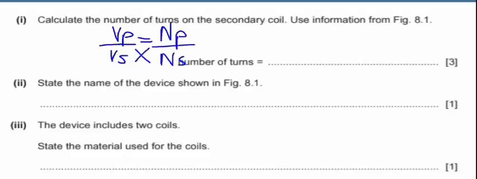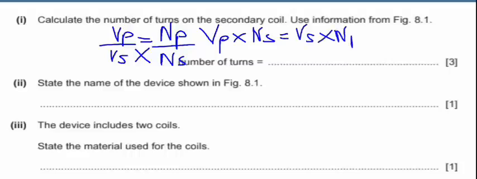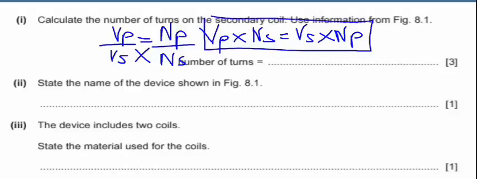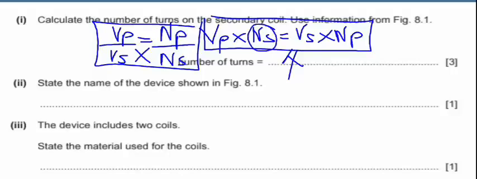So if we cross-multiply, what are we going to have? We are going to have the voltage on the primary coil multiplied by the number of turns on the secondary coil, being equal to the voltage on the secondary coil multiplied by the number of turns on the primary coil. So you can use this one here, or this one here, whichever way you choose. Now I'm going to use this one. Here we have been told to calculate the number of turns on the secondary coil, which is NS.